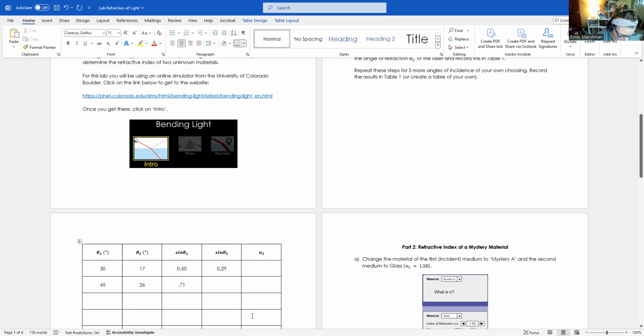0.44. Now our goal is to determine N2. We know that N2 was glass, so it should be 1.5. But let's verify that using Snell's law. So I'm just going to write this down real quick.